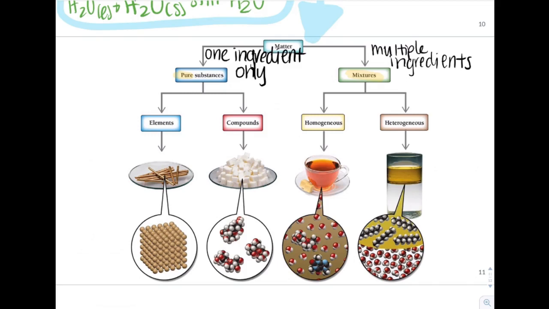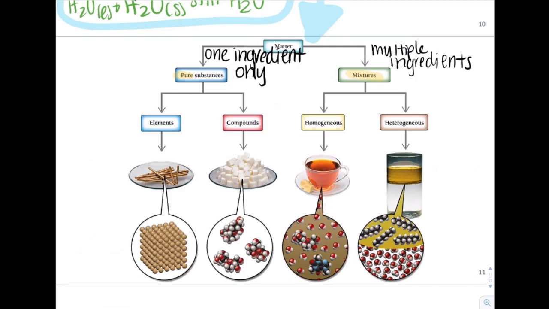Now, I don't mean that, okay, inside water, there are two things, right? There's hydrogen and there's oxygen. But if you were to look at an ingredient list of water, you would see one thing, water. Unless you've got like electrolyte water or something, right? But if it's pure water, you'll just see pure water. And so that's going to be a pure substance.